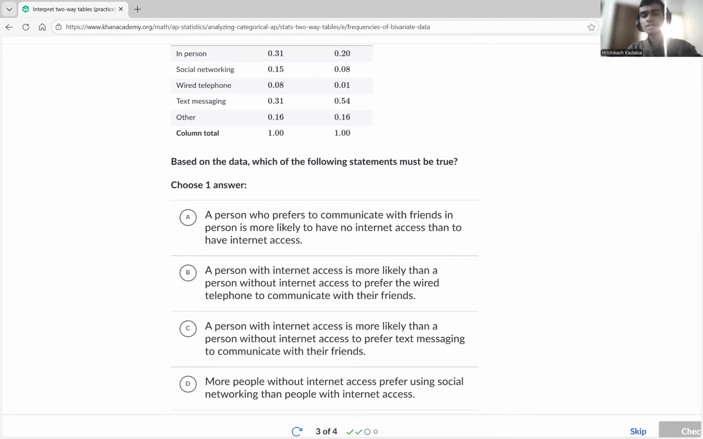Yeah, now this one is actually where they're saying more people without internet. Well, we don't know the number of people here, so we can't say more people. We can say they're more likely to do this or less likely to do that. That is a frequency-based conclusion, because we don't know how many people there are in total.